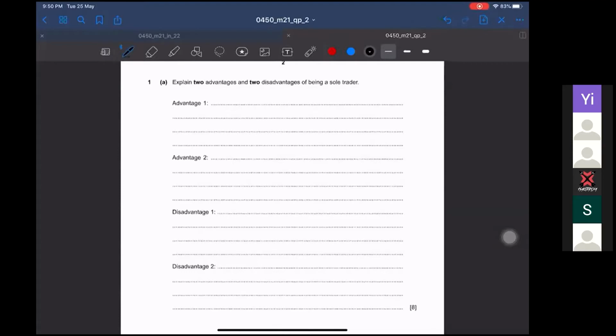1A. Explain 2 advantages and 2 disadvantages of being a sole trader. First, you have to know what a sole trader is. A sole trader is one of the business forms, a business that is owned by only 1 person. If you know what a sole trader is, then you can know the advantages and disadvantages of being one.